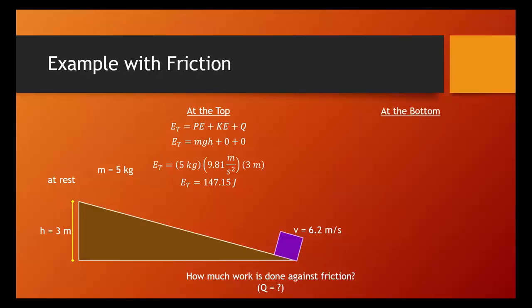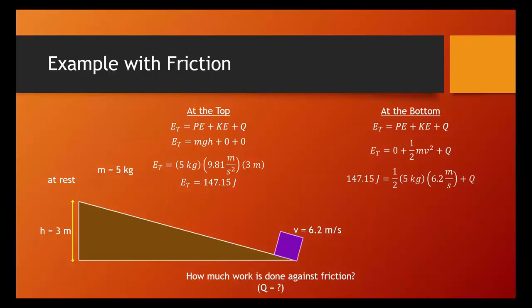Now we can take a look at what's happening to this object at the bottom. Once again, we can start with our equation for total energy, PE plus KE plus Q. At the bottom, the object doesn't have any height anymore, and therefore the potential energy is zero. The kinetic energy can be calculated using the equation one-half mv², and we have our Q term, our internal energy. That's what we're looking for.